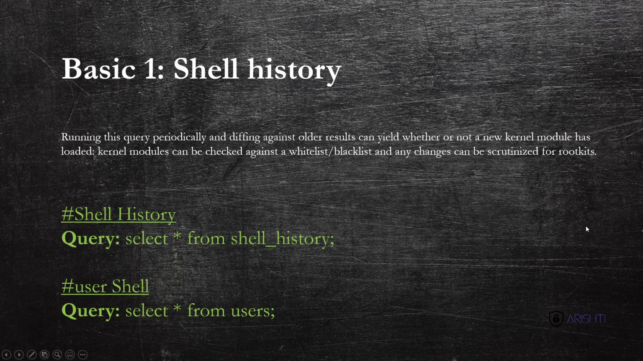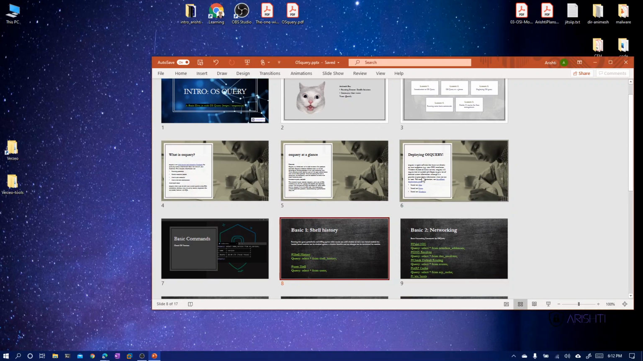So the first one is shell history. Now shell_history is designed for Linux based operating systems, right? So all you do is run something like select * from shell_history. That will give me some information about my shells. Same for users, I can do select * from users. It will give me access to the user shell. And let's run these kinds of queries, right? It's hard to go and read all those things.